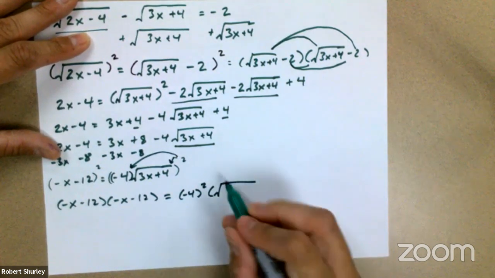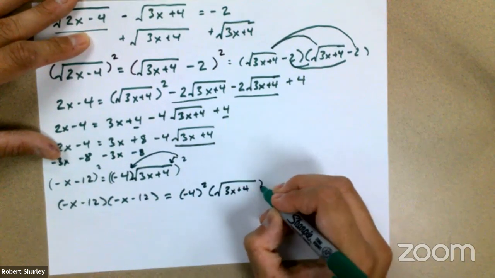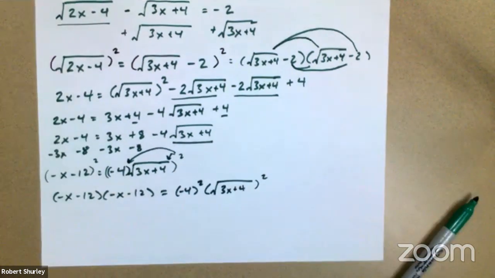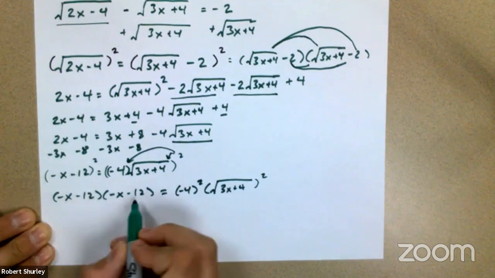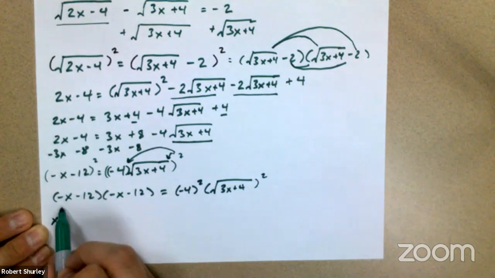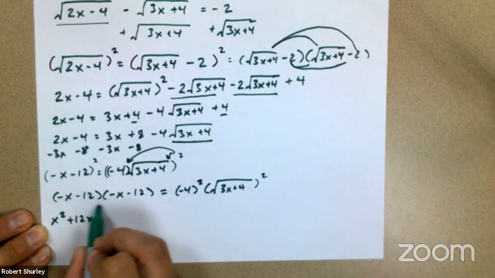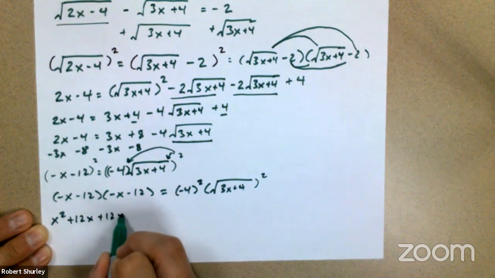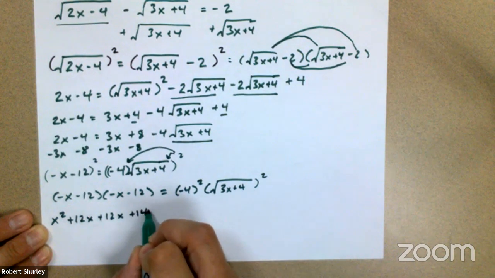Because they're being multiplied, okay? Because they're being multiplied, I can do that. Okay, let's FOIL out this left-hand side. So we get negative x times negative x, that's a positive x squared. And then negative x times negative 12, that's a positive 12x. Same thing for the middle. And then lastly, negative 12 times negative 12, that's a positive 144.